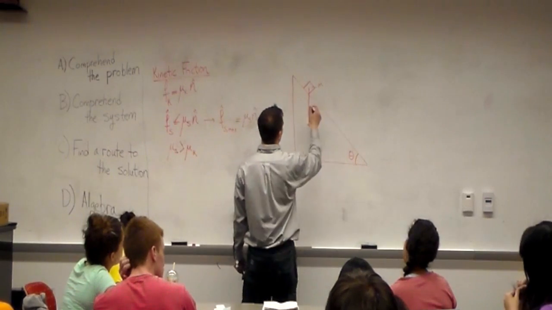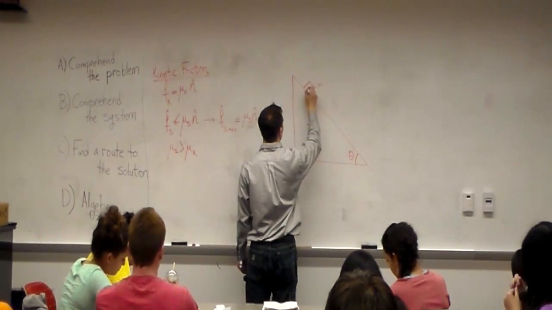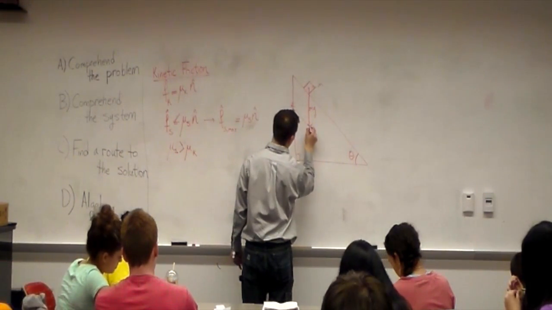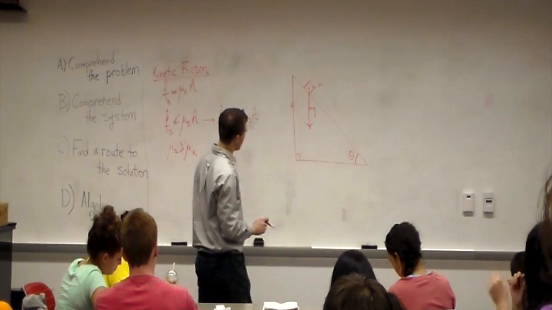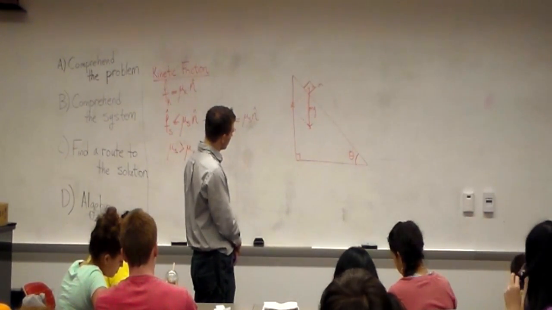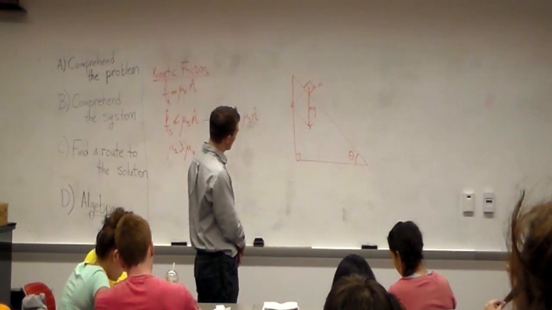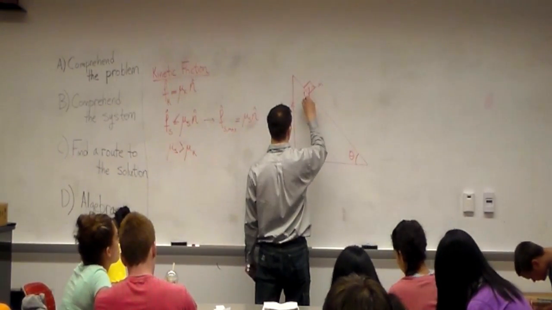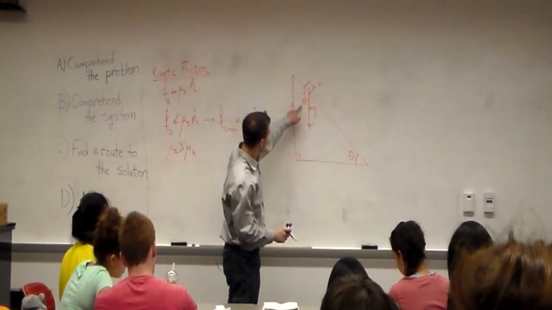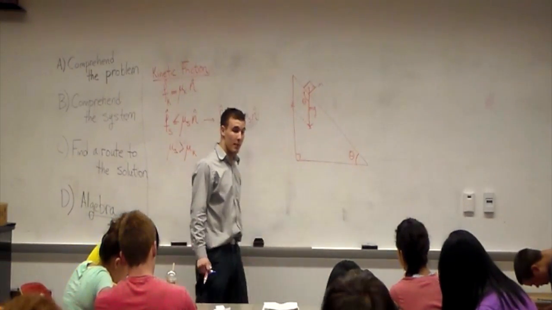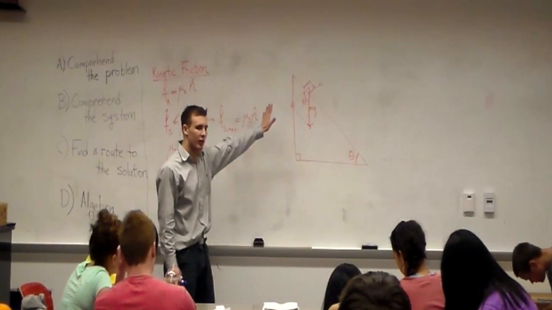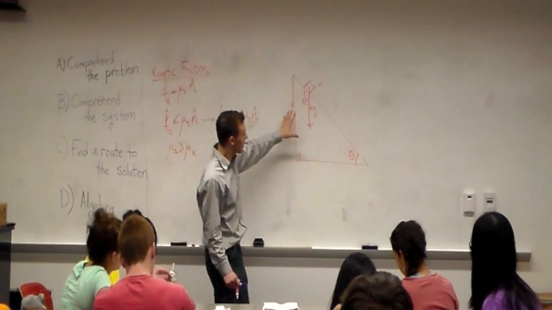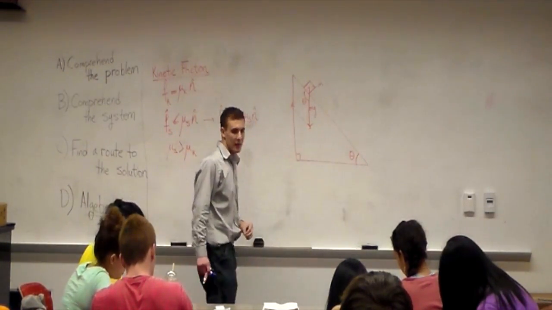But I need to break it up into components. So I break it up into a component that's going into the block, and a component that's coming down the block. So this angle then is equal to theta. This theta and this theta are exactly the same. If you remember how to do that, or if you don't, try and figure it out. Make sure you understand why, geometrically speaking, this theta and this theta are going to be the same.